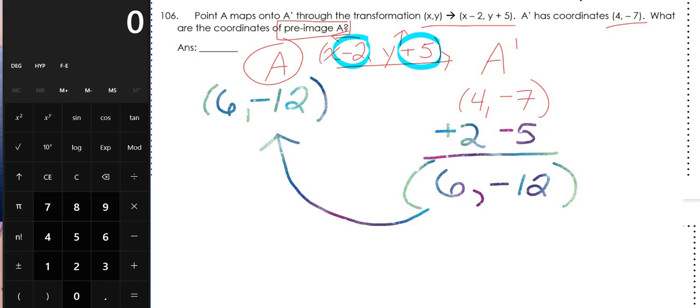You can grab a piece of graph paper and do this visually and see, do you end up at 4, -7? Or we're going to take a look. If I had 6 and I subtracted 2, did I get 4? Absolutely. If I had -12 and I add 5, do I get to -7? Absolutely. Okay, it all kind of makes sense. So our pre-image coordinate is going to be 6, -2 for A.